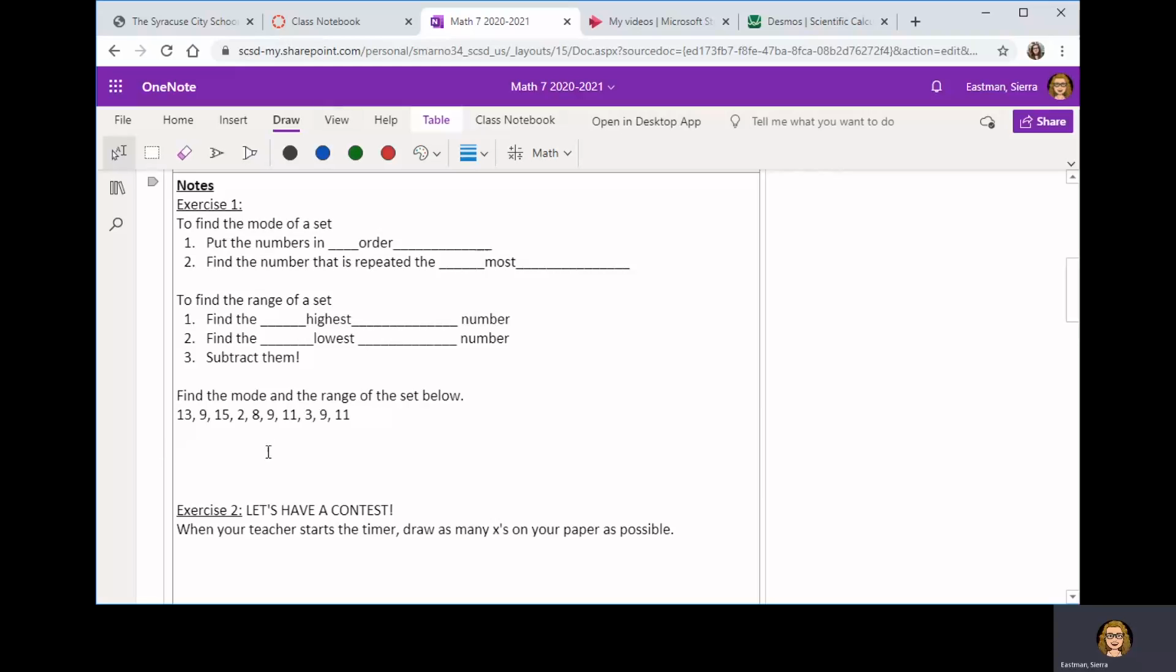So I see a 2 here. Oops, I typed 4 instead. I see a 3 there. I see an 8, 3 9s, 2 11s, 13, and a 15.